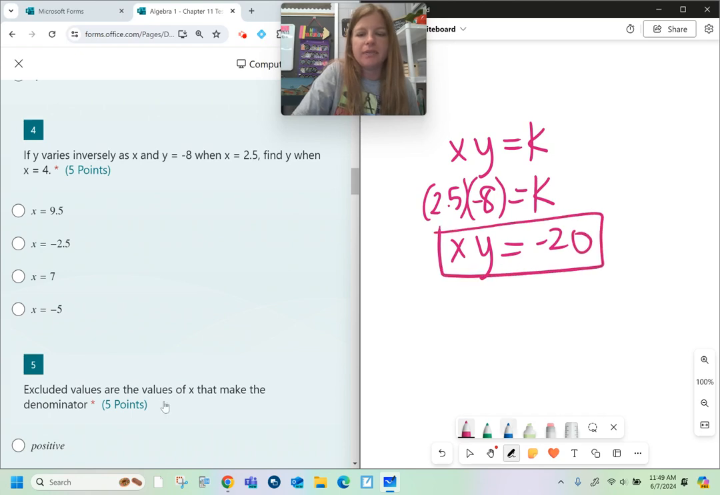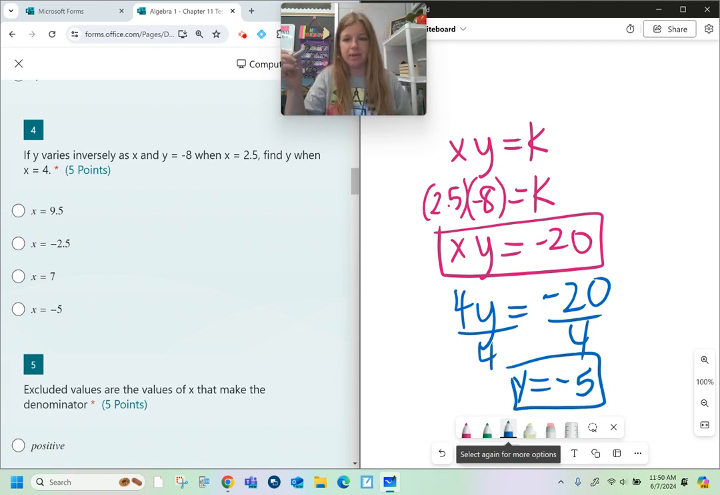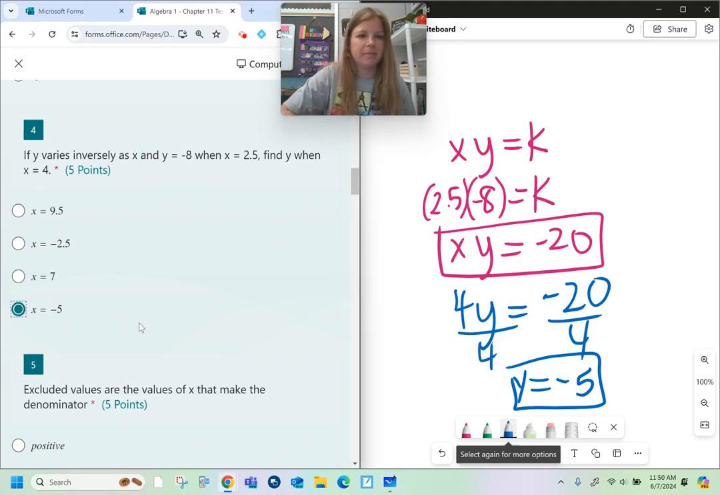Then if I do the second part of the problem, it says find y when x equals 4. Well, if x equals 4 and I need to solve for y, 4 times what is -20? The answer is -5. And since 2.5 times -8 is -20, 4 times -5 would also get me that same answer. I know it says find y and I have x equals. My apologies on that.